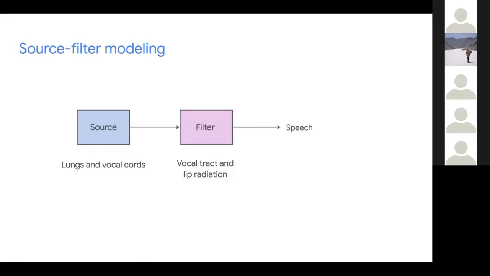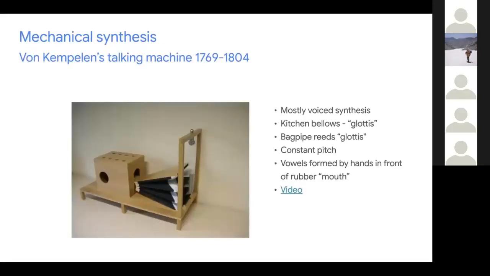This has been around for so many years, and I don't think most people know how long. It's been since the 18th century or even earlier. The first mechanical synthesis using this principle was by von Kempelen. He worked on this machine for many years. It's a very simple model, but I think it's amazing. It's mostly voice synthesis, although you can mechanically try to get some consonants like stops, but not so much.